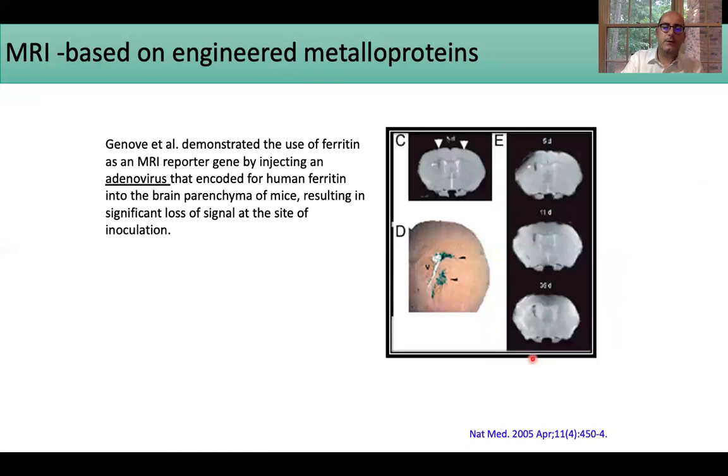About the same time, Eric Ahrens published a similar paper where he used ferritin as an MRI reporter gene. He used adenovirus to inject the ferritin into the brain of a mouse. He was able to show that in cells that took up the adenovirus and expressed the ferritin, there was accumulation of iron in the cells that was enough for them to be detected with MRI.